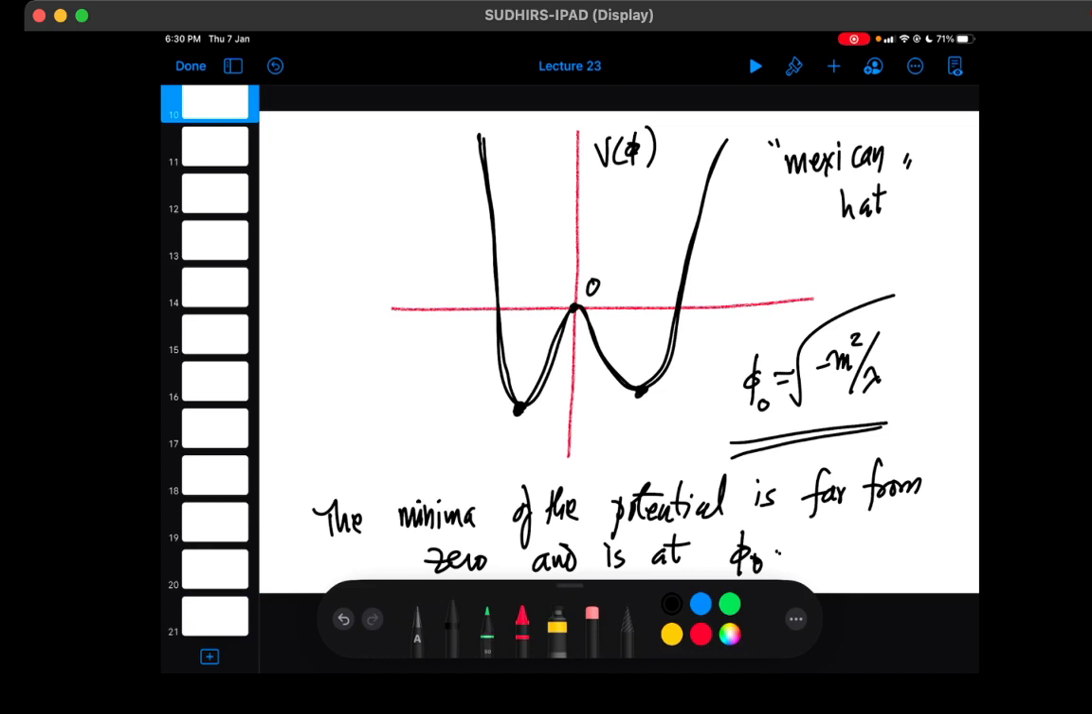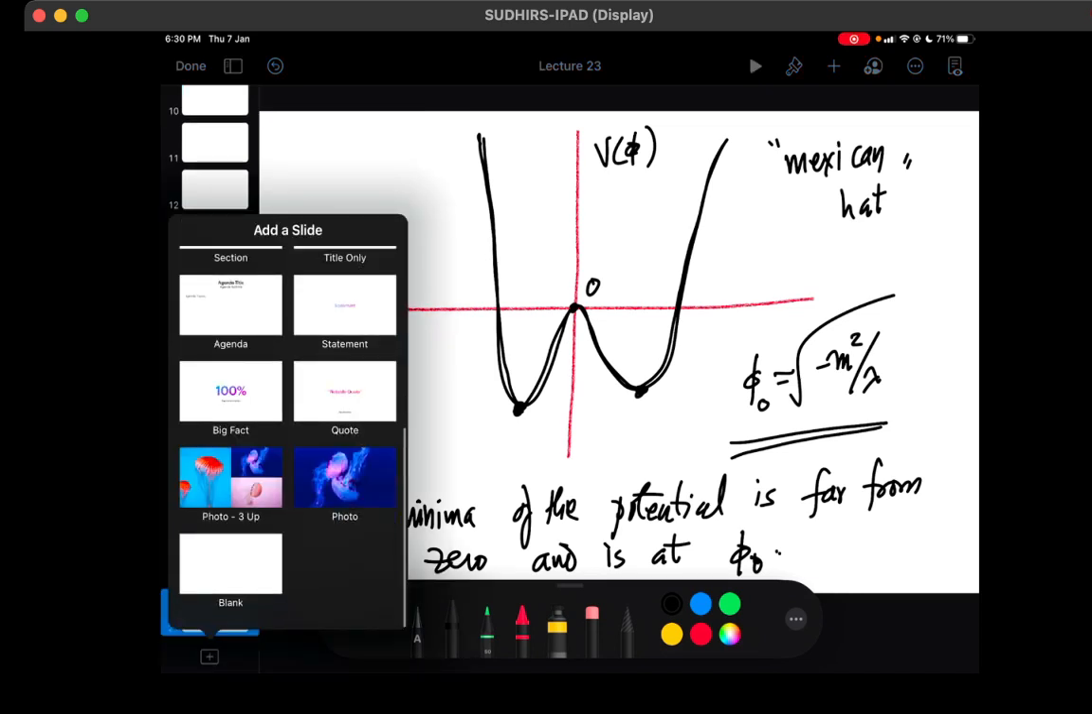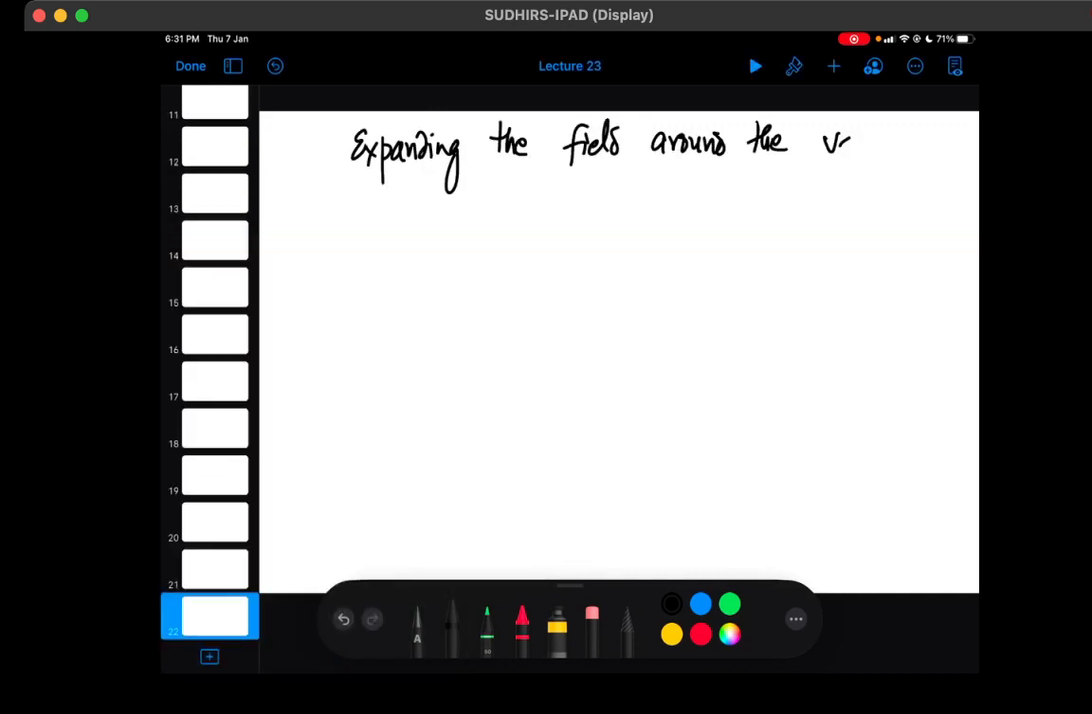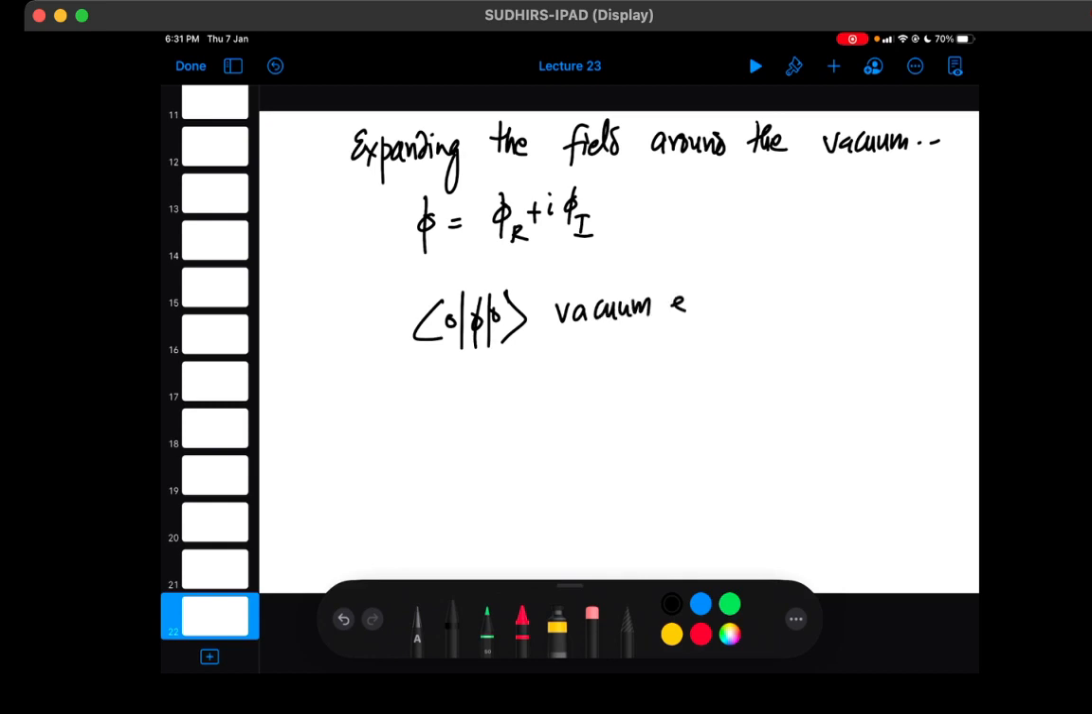So at the vacuum, what happens? If you expand the field around the vacuum, because you always start with the lowest energy state, say for example, phi is equal to phi real plus i phi imaginary. This is called the vacuum expectation value, phi zero. So we expand phi around its vacuum expectation value.